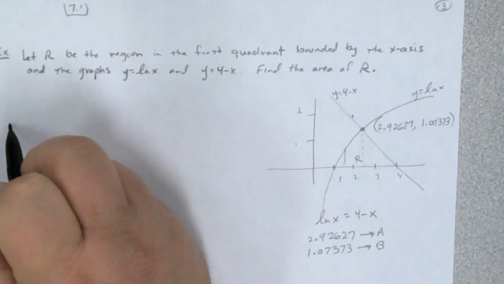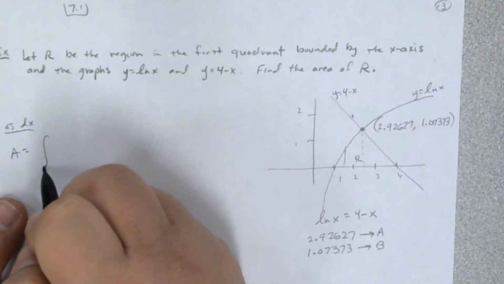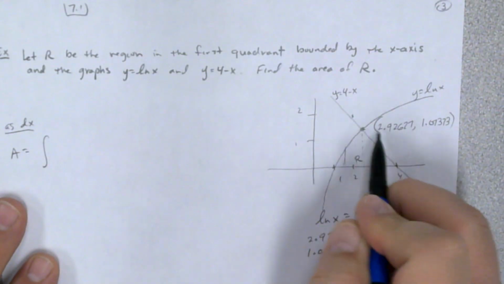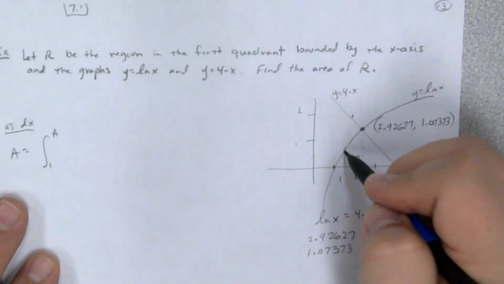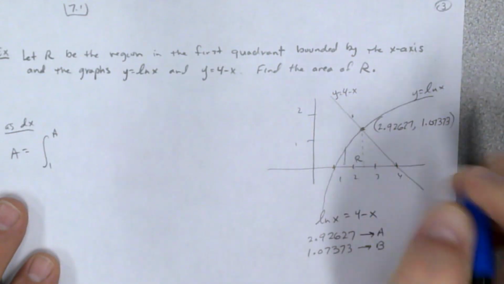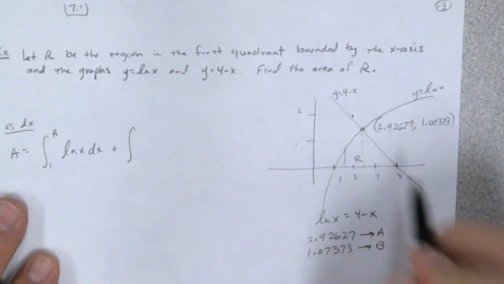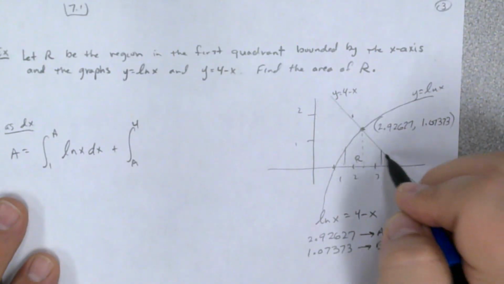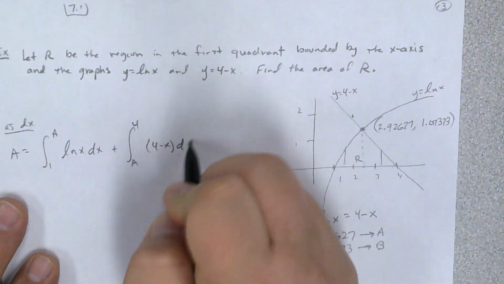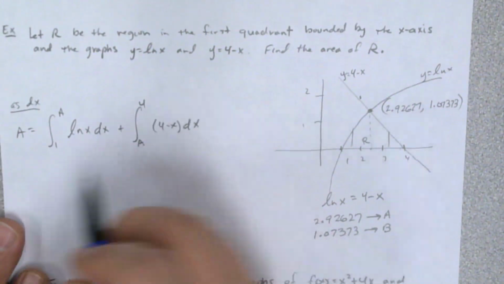So as a dx, my area is going to be the integration from 1 to that x value, from 1 to a, and it's going to be the upper minus the lower, which is 0. So the upper is the natural log of x, and then this one's going to go from a to 4, and it's going to be from this point down, so it's going to be 4 minus x dx. Okay? So I can do this on the calculator and work this out and get an answer.